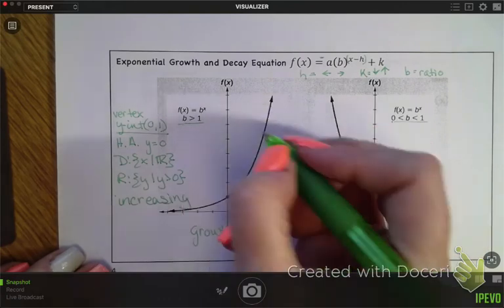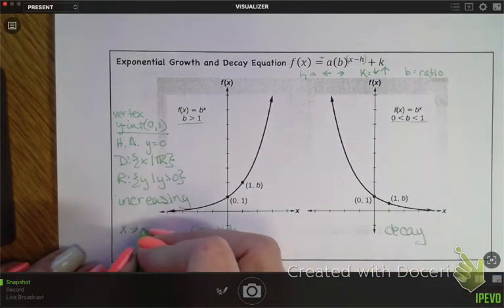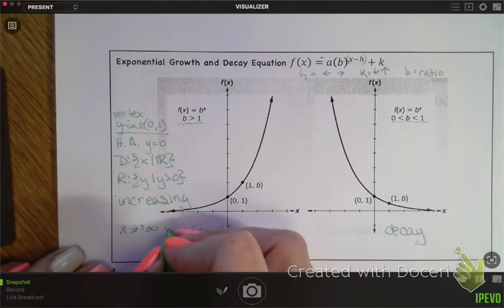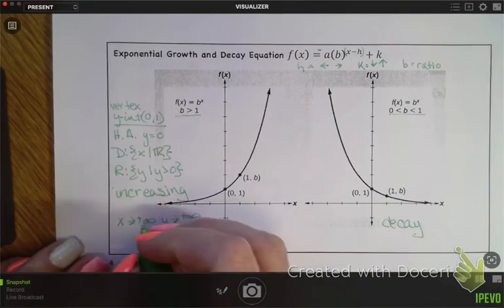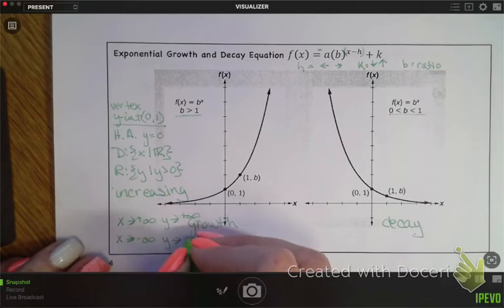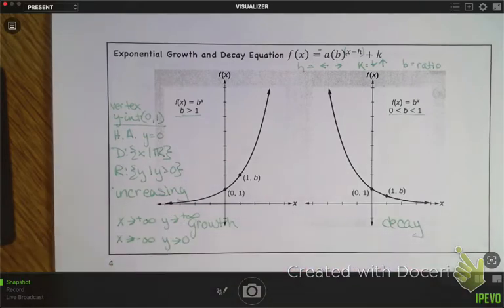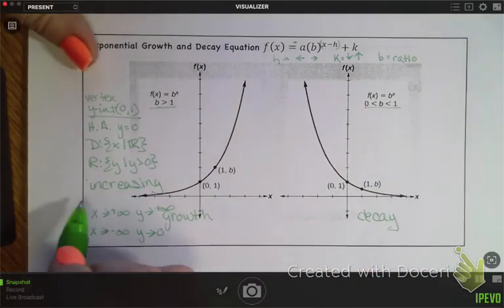Now, if you want to write it for end behavior, as x approaches positive infinity, y approaches positive infinity. You also need to think about your left behavior: as x approaches negative infinity, y approaches 0. It does not go past that horizontal asymptote. I'm mostly concerned about whether it is increasing or decreasing.